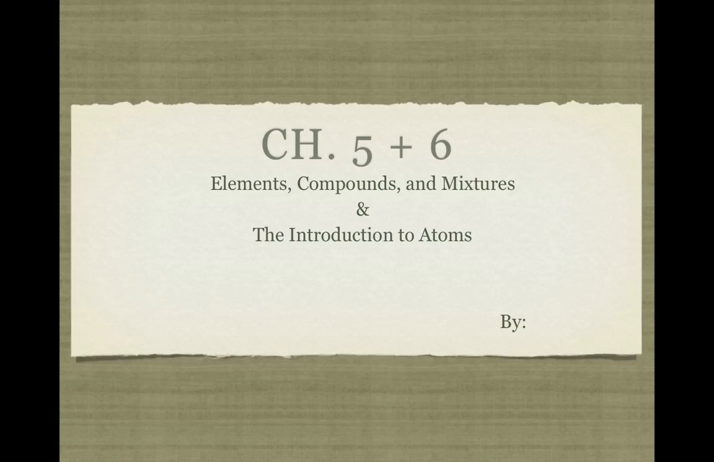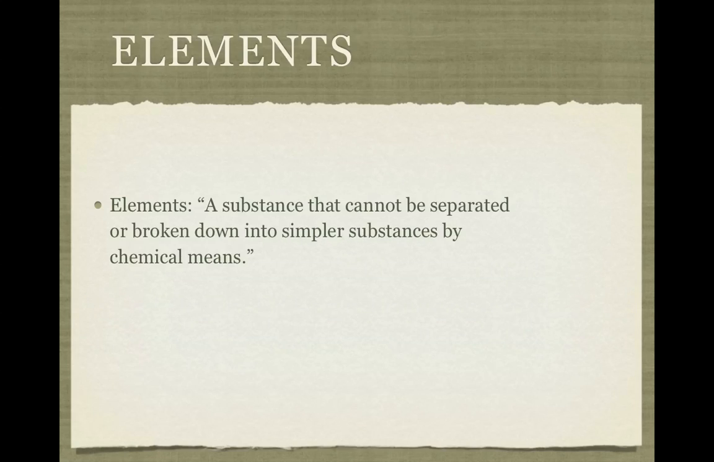Everyone, so I'm just going to do a brief overview on chapters 5 and 6 out of the 8th grade textbook, Physical Science: Elements, Compounds, and Mixtures, and the Introduction to Atoms. Elements. This is the strict definition out of the book, so it might be a little confusing. A substance that cannot be separated or broken down into simpler substances by chemical means. Let me break that down a bit.